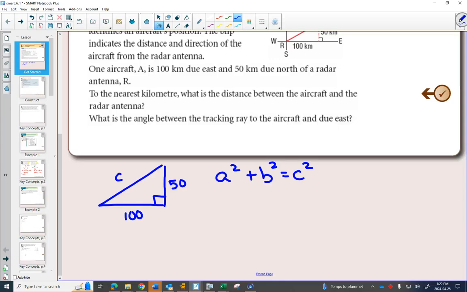So in this situation, we would know what a and b are. Does it matter which one's a and which one's b? No. So we can have 100 squared plus 50 squared equals c squared. Obviously, this would be a calculator question, as those are some big numbers, and especially when you have to square root it. So we would do 100 squared plus 50 squared. And then to get c by itself, we would square root.